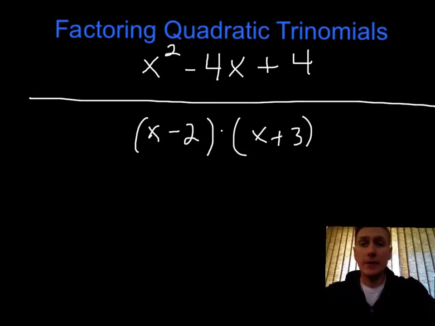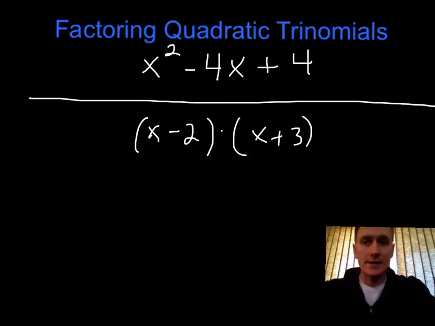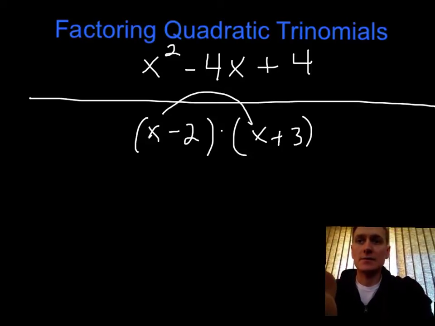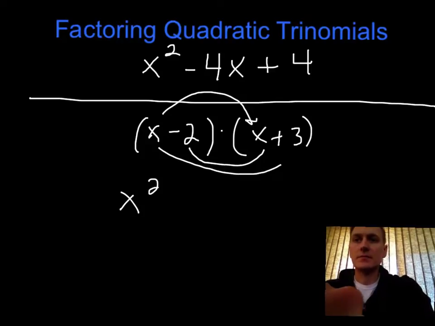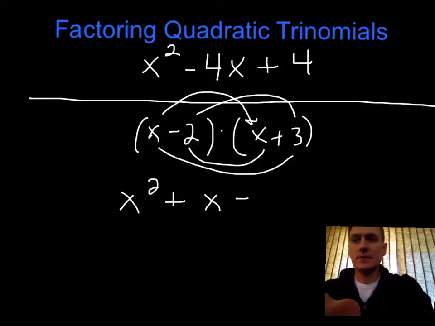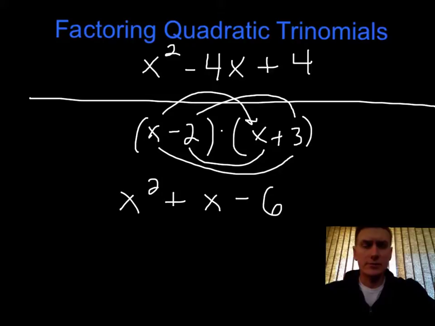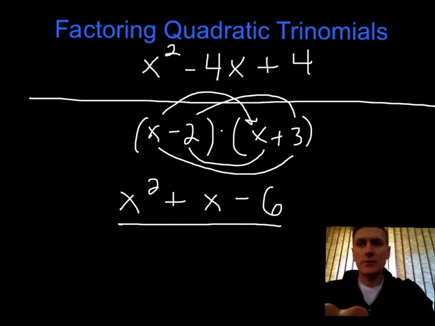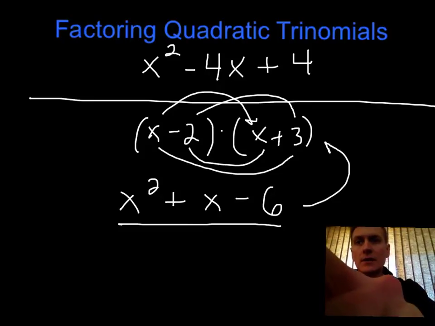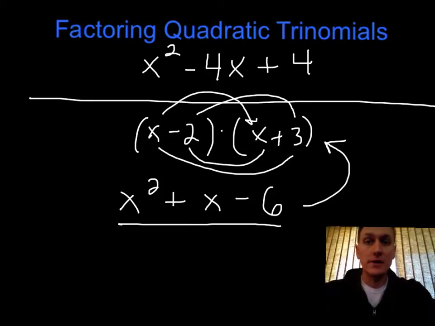When we did the FOIL method, it stood for first, outside, inside, last. So multiplying x and x becomes x squared. The outside-inside part of 3x and a negative 2x gives us a total of positive 1x. And the very last part, negative 2 times 3, becomes negative 6. Essentially, when you're factoring quadratic trinomials, you're doing the reverse process of foiling. You're taking something written in a quadratic trinomial and writing it in the expanded form of two binomials.